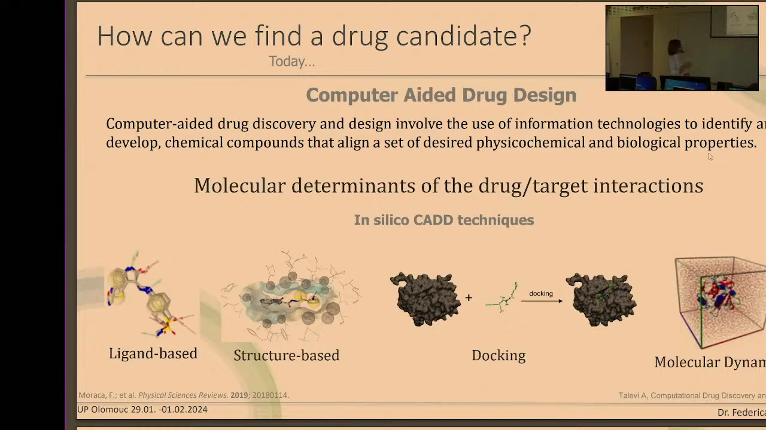And we can basically divide the in silico techniques into ligand-based drug design, structure-based docking that we will see later, or also molecular dynamics. With the exception of ligand-based drug design, which you will look at tomorrow, in which drug discovery is undertaken by looking at the similarity between molecules, the other in silico techniques are mainly based on target information.